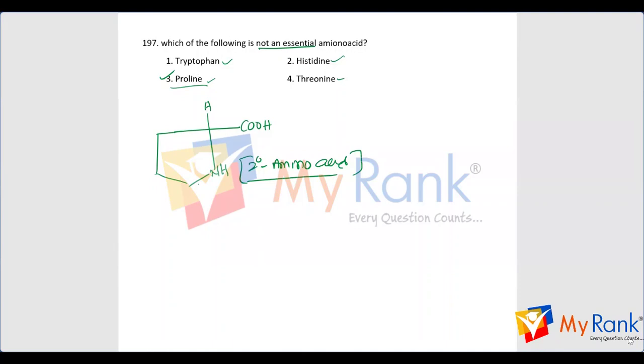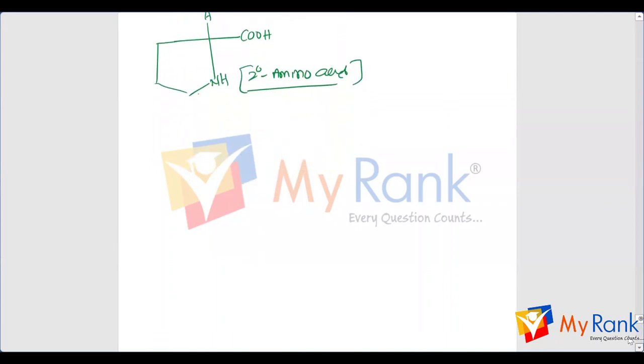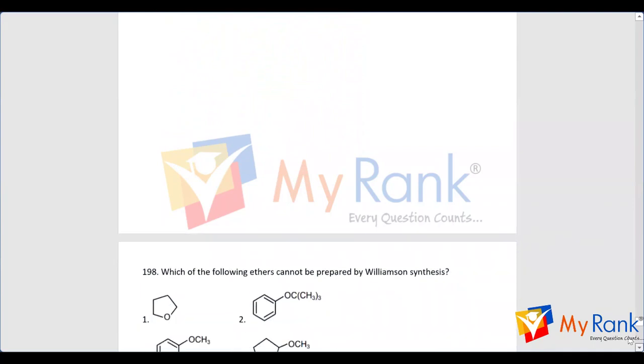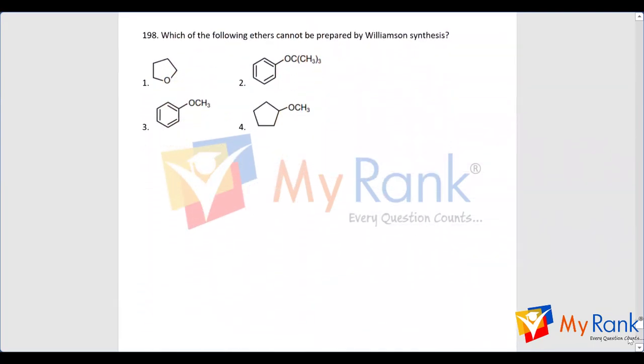Okay, and question number 198. Which of the following ethers cannot be prepared by Williamson synthesis? Here, if you take CH3O, CH3, and CH3, the methyl group is there, so we can prepare it. When it is attached to the benzene ring, one side is a tertiary alkyl, and a tertiary alkyl halide cannot be taken.